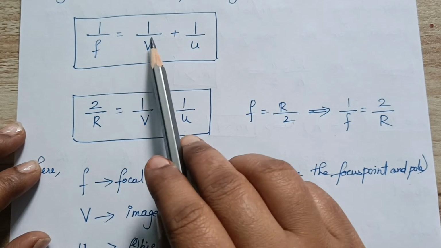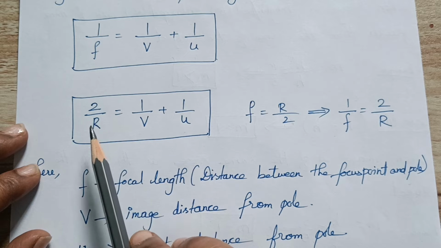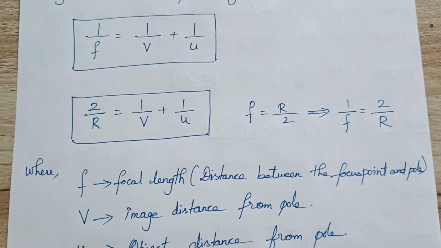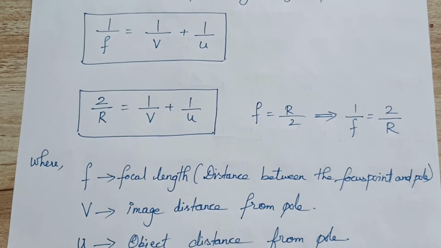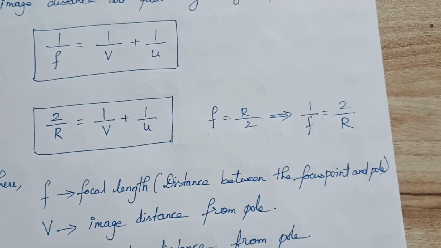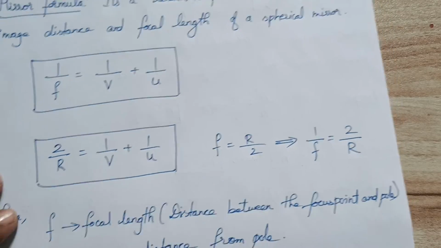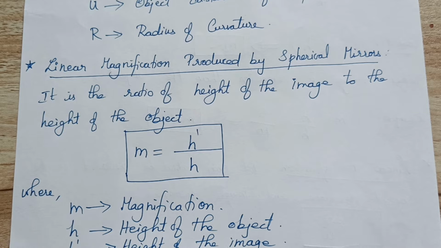So what is the mirror formula? 1 by f equals 1 by v plus 1 by u. It can also be written as 2 by r equals 1 by v plus 1 by u. From this we can find where the image will be formed, or where the object is to be placed to get the image at this place, or what its focal length will be. Once you know two values, you can find the other one. Next is the linear magnification produced by spherical mirrors.